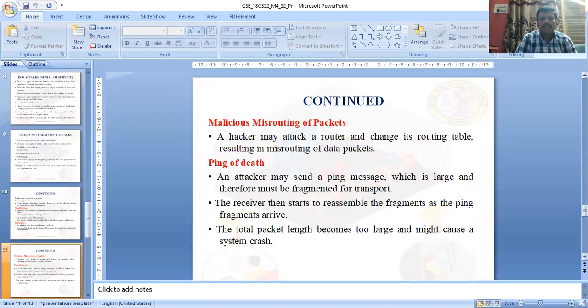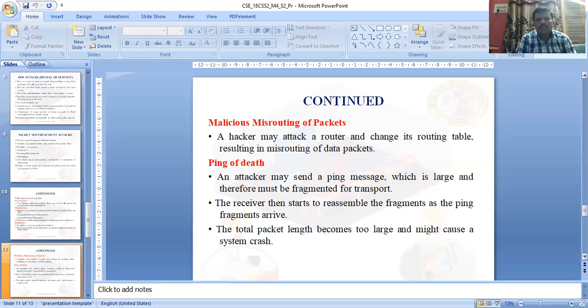Next is malicious misrouting of packets. The hacker may attack the router and change the routing tables. Routers have routing tables, and the attack changes the routing table information: the IP address, the port number, the cost, and the shortest path followed. Everything is recorded in the routing table, resulting in misrouting of data packets. The neighboring routers are not properly selected, and the shortest route is not selected properly because the link state or distance vector protocols are affected.